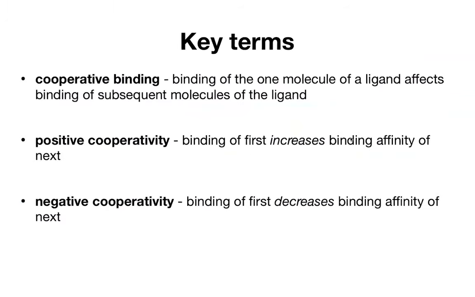So we have these key terms that you need to know. Cooperative binding is when the binding of one molecule of a ligand affects binding of subsequent molecules of a ligand. This can be positive cooperativity, where binding of the first increases binding affinity of the next, or it could be negative cooperativity, where binding of the first decreases binding affinity of the next. Most commonly, we're going to be talking about positive cooperativity, and we're going to look at how we can see this in action in hemoglobin, which is the protein that carries oxygen through our blood.